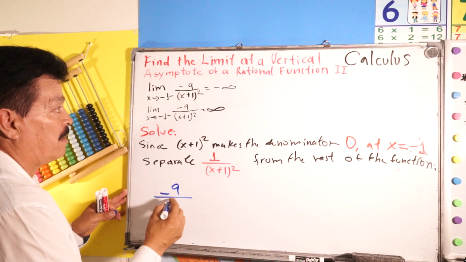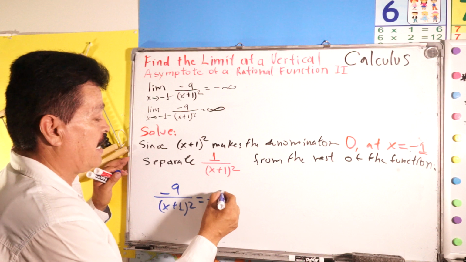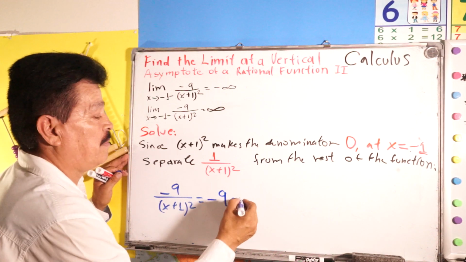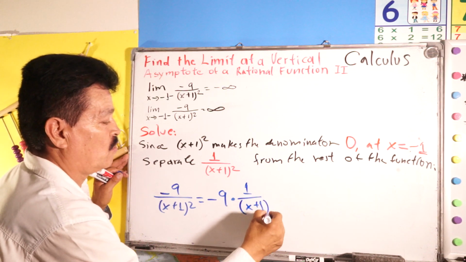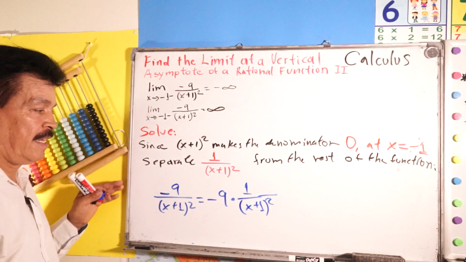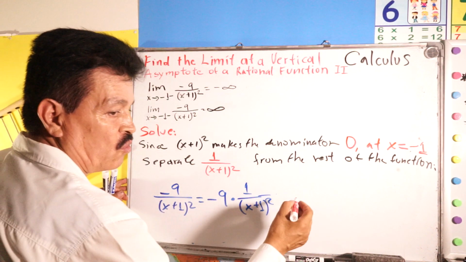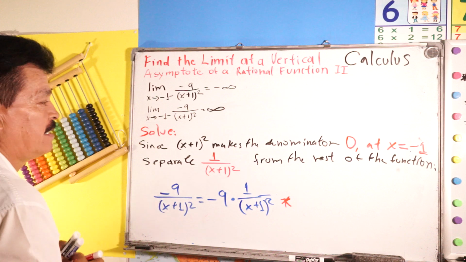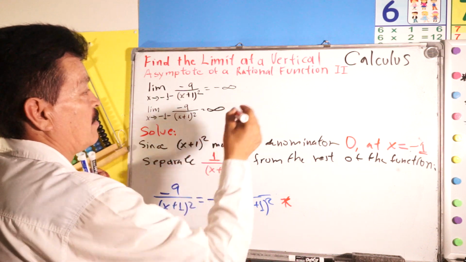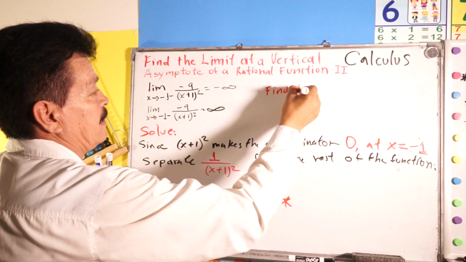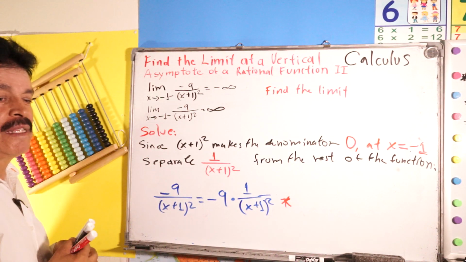Negative 9 divided by x plus 1 to the second power. Look at this, equals negative 9 times 1 divided by x plus 1 to the second power. Here, see? With this now started here to find the limit. So now find the limit. So find the limit of what?